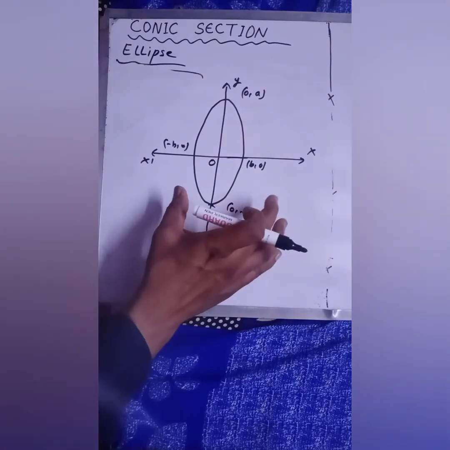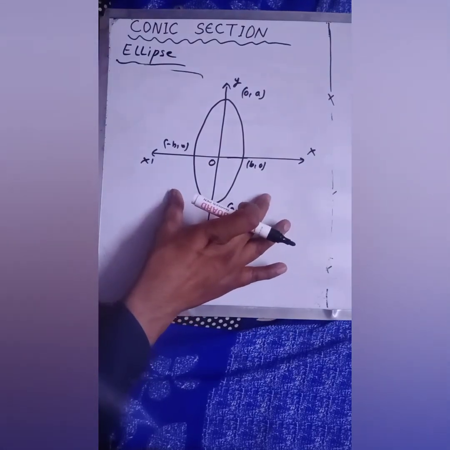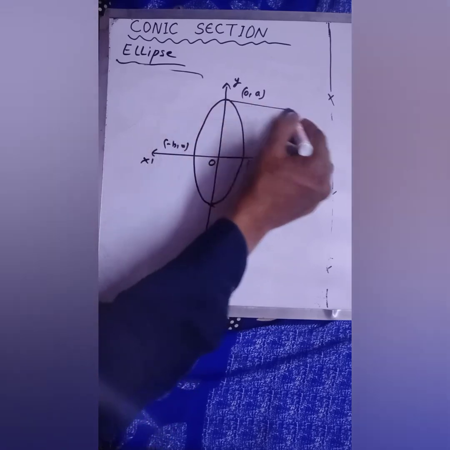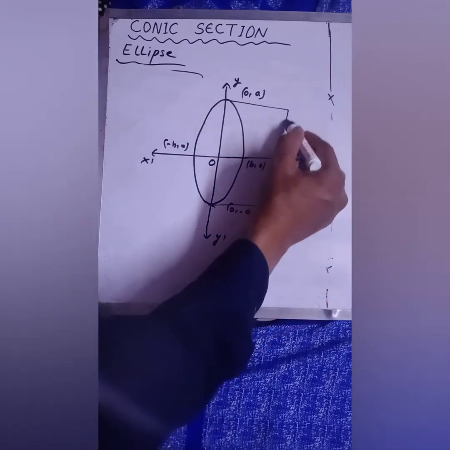Now consider this figure of the ellipse. This is the second type of the ellipse. Here the major axis, this is the major axis.